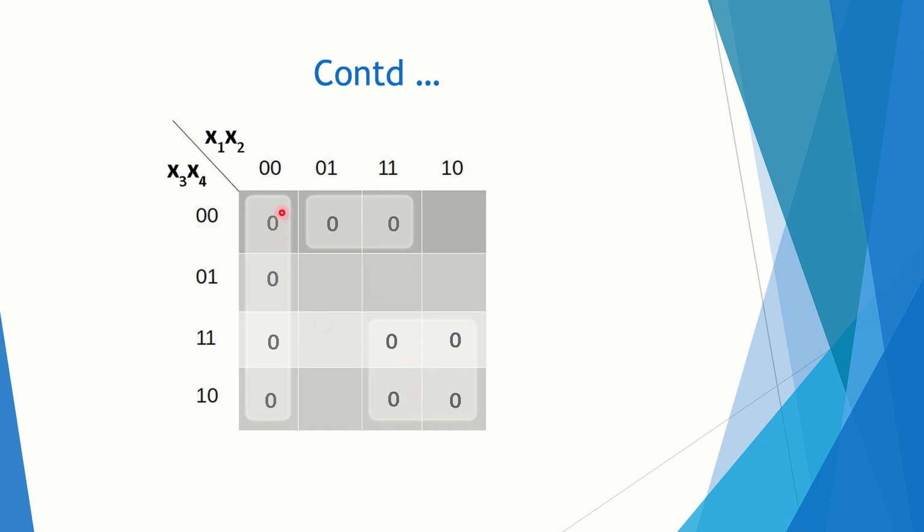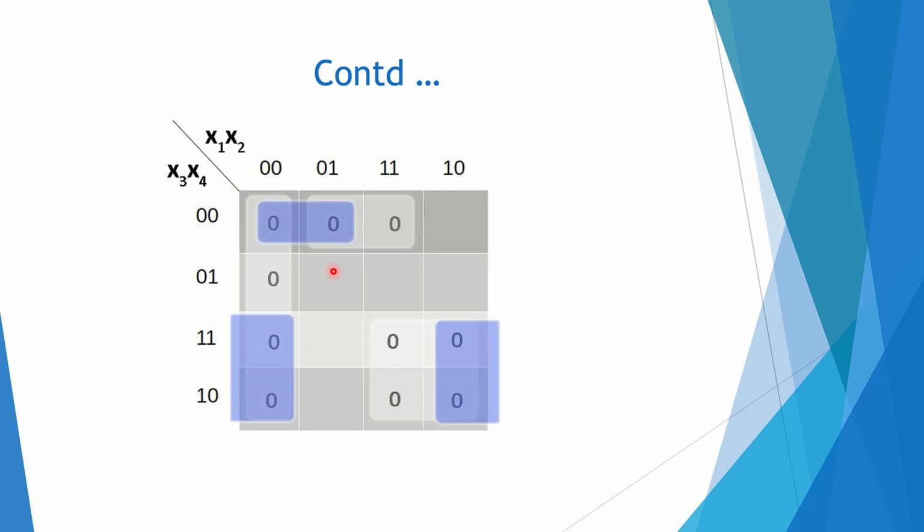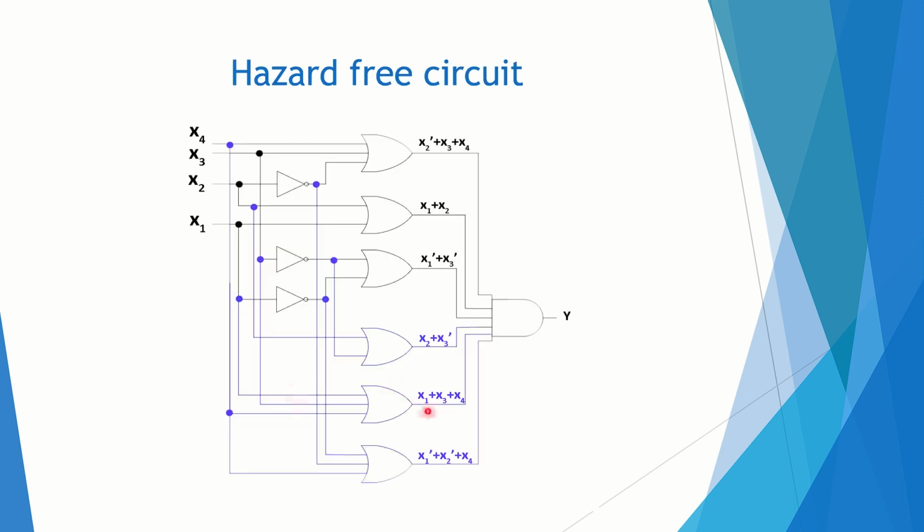So here again, there is a redundancy which we usually avoid in the design of the circuit, but for a hazard free realization we should include that redundant gate also. So here we are grouping this, then this, and finally this. So we are adding 3 extra OR gates to the circuit. Here it is x2 plus x3 bar, x1 plus x3 plus x4, x1 bar plus x2 bar plus x4. These 3 redundant gates are added.